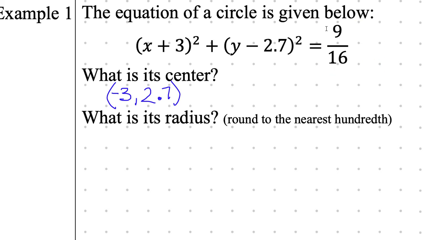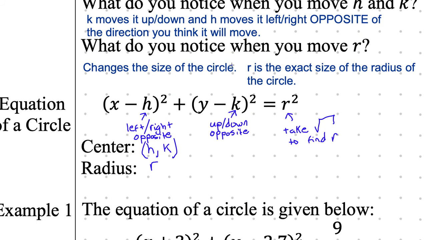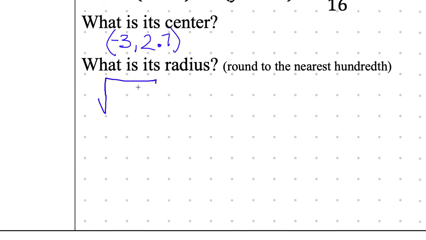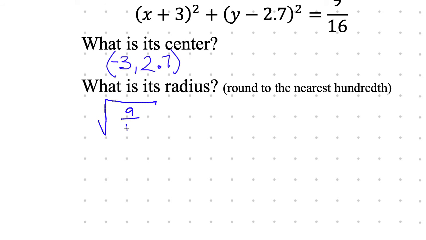What do I do with this number on the right, Jenny, in order to get the radius? Look up at your notes. I said something up here. Take the square root. Everyone write it down. We are taking the square root of 9/16.